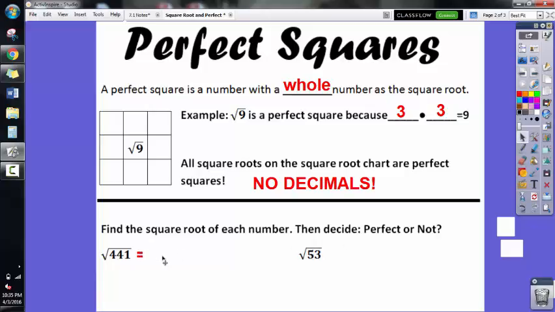So the square root of 441 is 21, and because there are no decimals, it's a perfect square. Now the square root of 53, when you type that in the calculator, you found it's about 7.28. Because there are decimals, it is not perfect.